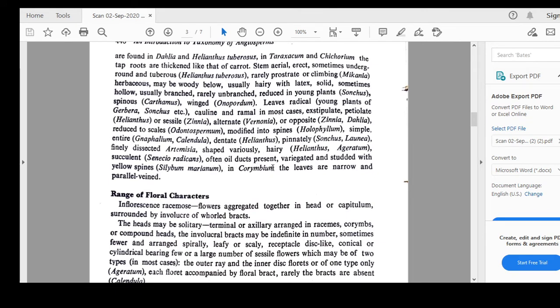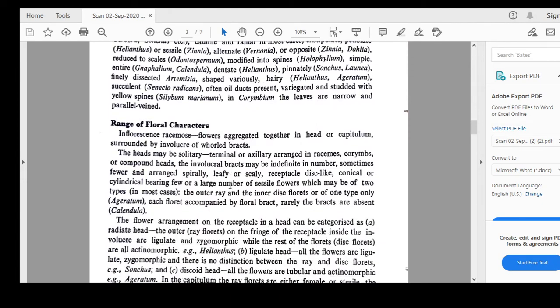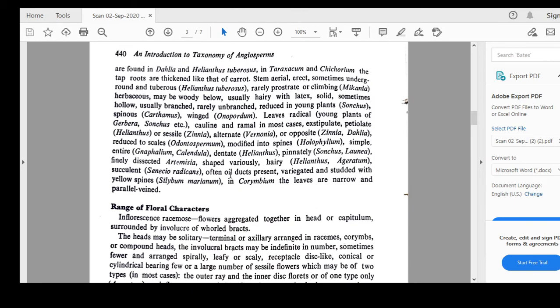Often oil ducts present, variegated and studded with yellow spines in Silybum marianum. In Corymbium, the leaves are narrow and parallel veined. This is an exception: narrow and parallel veined in Corymbium. Now, this was the range of vegetative characters.